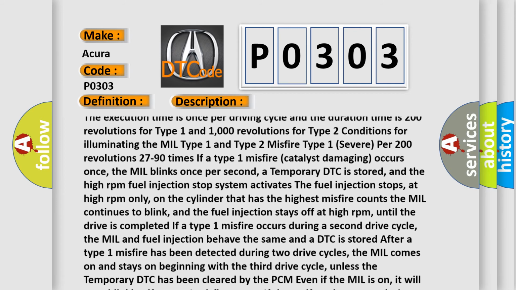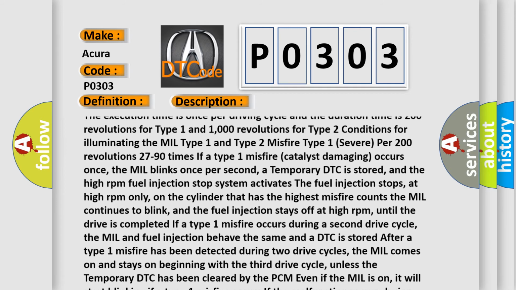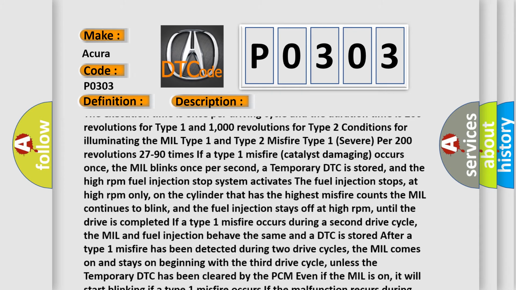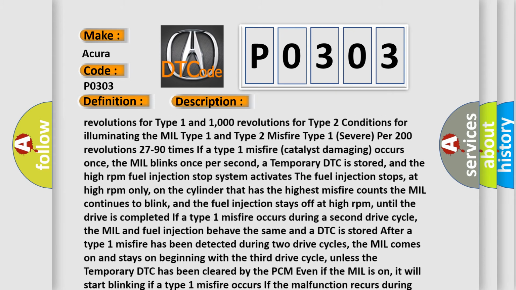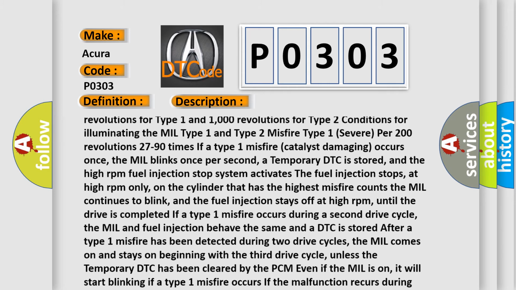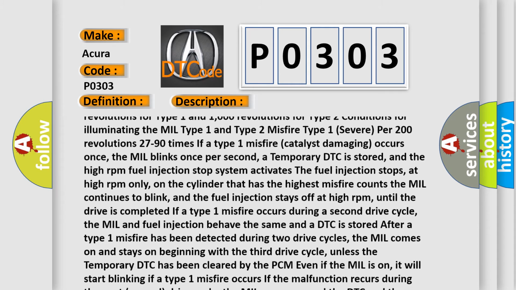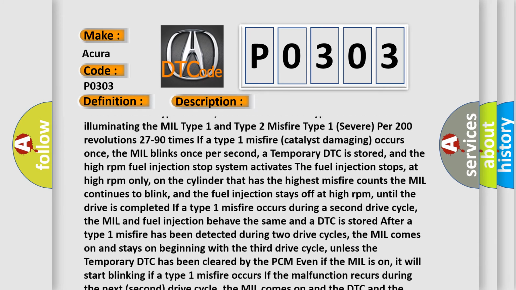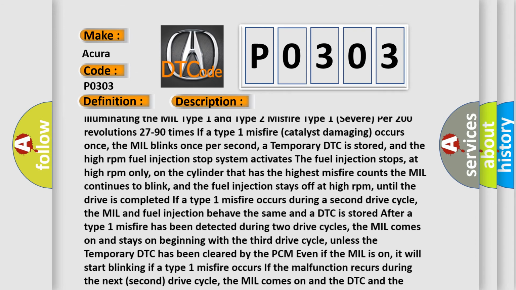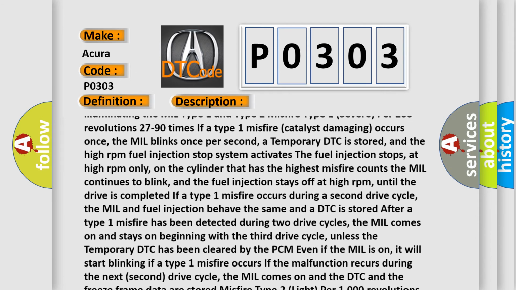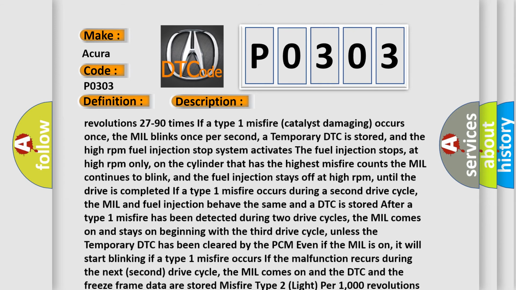If a type 1 misfire, catalyst damaging, occurs once, the MIL blinks once per second, a temporary DTC is stored, and the high RPM fuel injection stop system activates. The fuel injection stops, at high RPM only, on the cylinder that has the highest misfire counts. The MIL continues to blink, and the fuel injection stays off at high RPM, until the drive is completed.